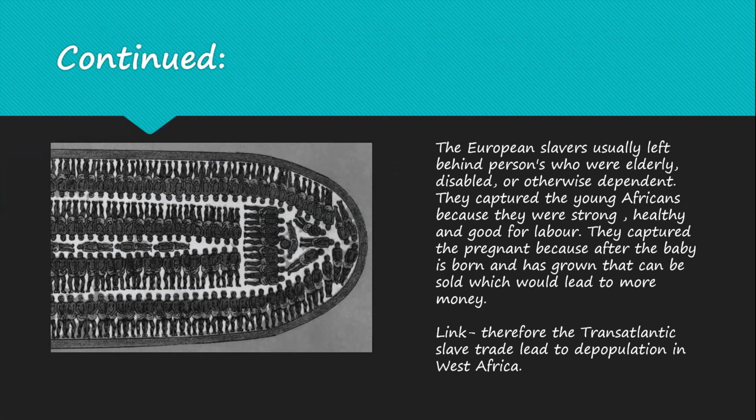The European slavers usually left behind persons who were elderly, disabled, or otherwise dependent. They captured the young Africans because they were strong, healthy, and good for labor. They captured the pregnant because after the baby is born and has grown, they can be sold, which would lead to more money. Therefore, the transatlantic slave trade led to depopulation in West Africa.